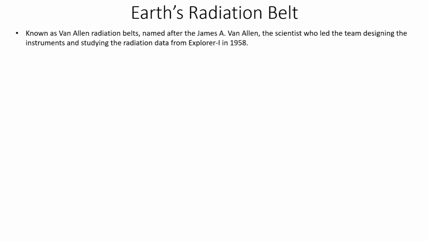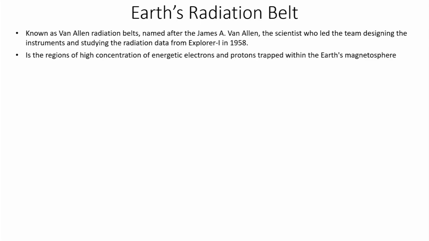So, what is Earth's radiation belt? This is also known as Van Allen radiation belts, named after the scientist James Van Allen, who led the team for designing the instruments and studying the radiation data from the Explorer 1 in 1958. So, the Earth's radiation belt is the region of high concentration of energetic electrons and protons trapped in the Earth's magnetosphere.